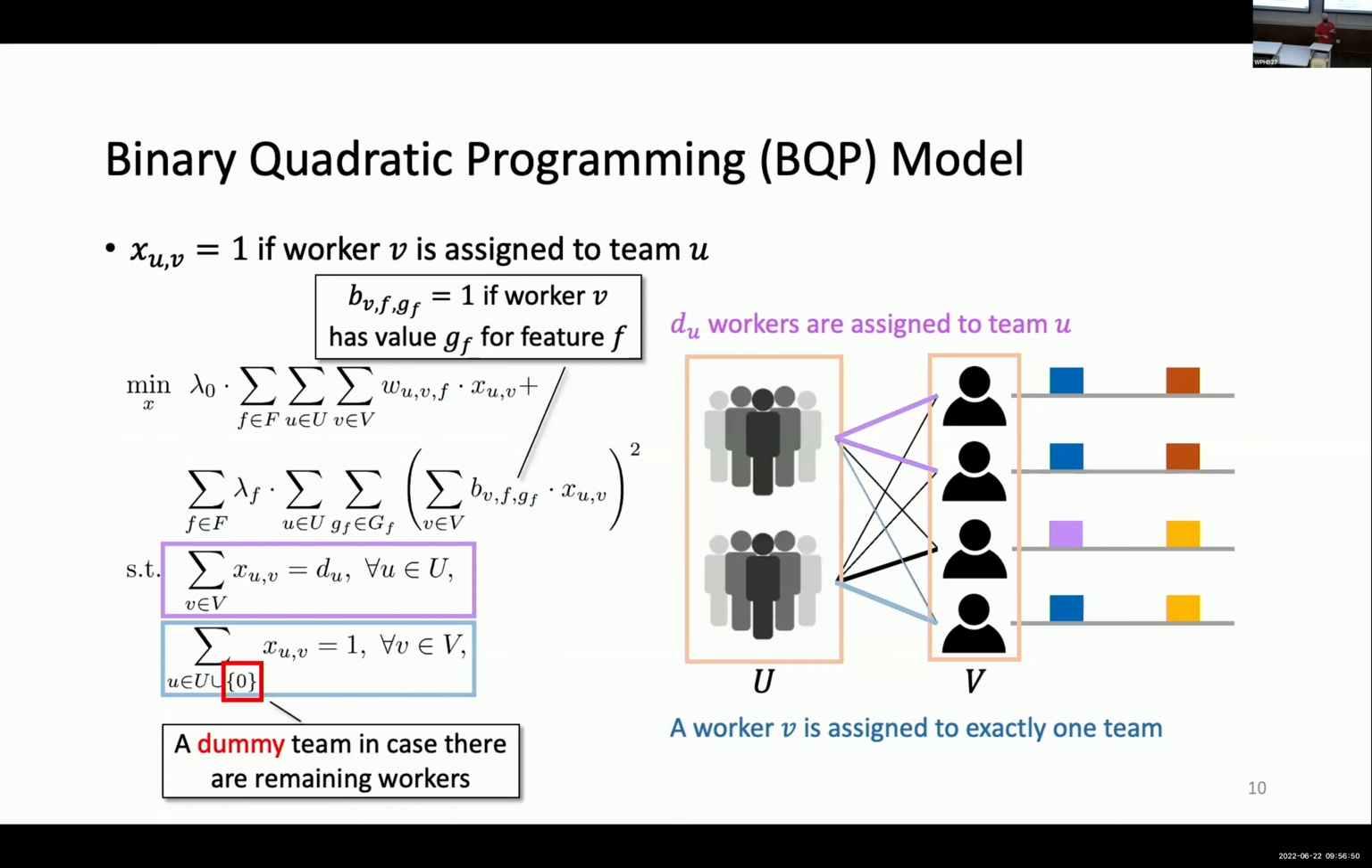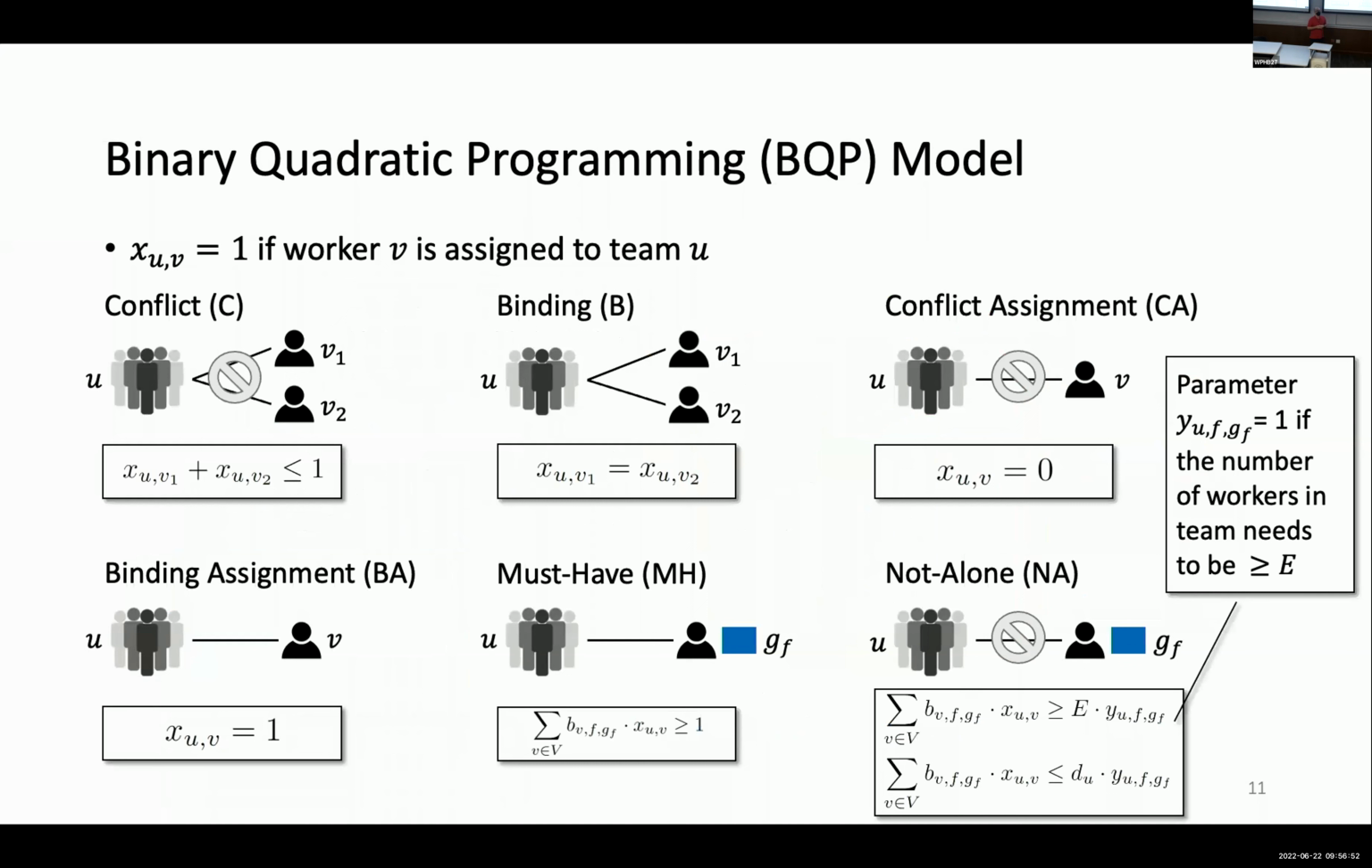So this is really straightforward. And I'm not going to go into detail with these ones. We can pretty much see that they're pretty easy to do. A lot of these are just assignments ahead of time. The only slightly interesting one is the not alone constraint, where we just have to make sure that it's either 0 or greater than or equal to E based on a parameter.